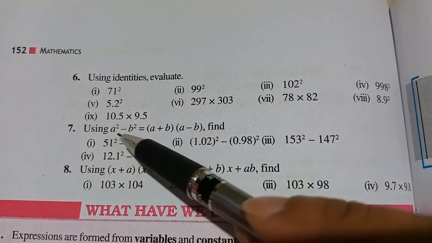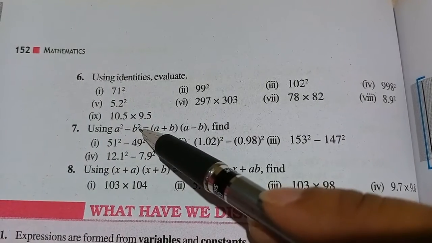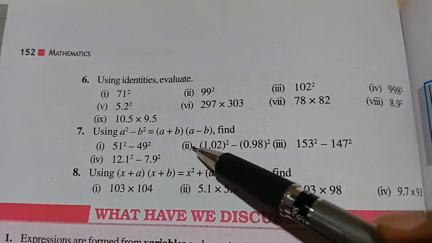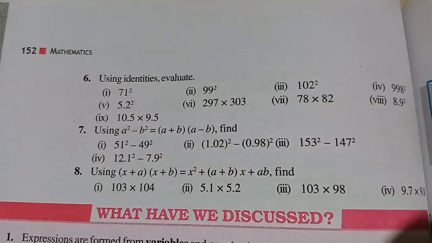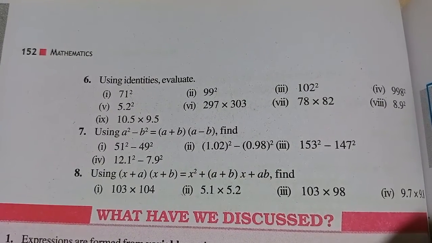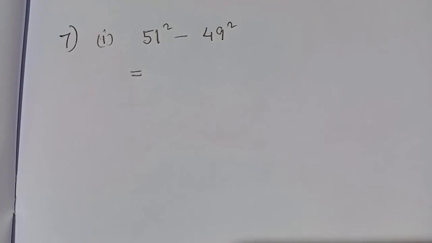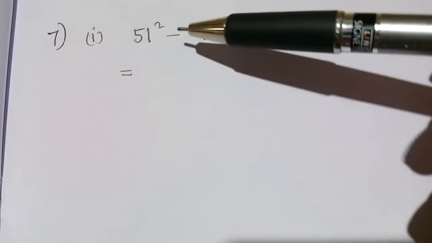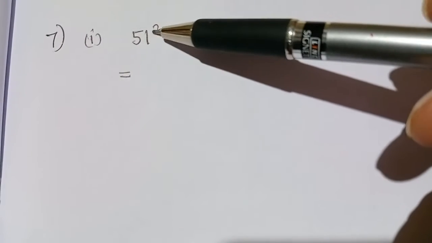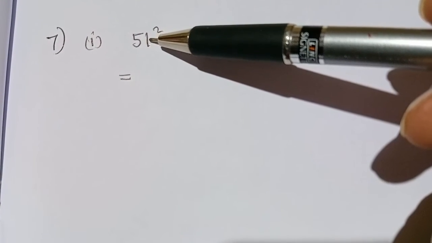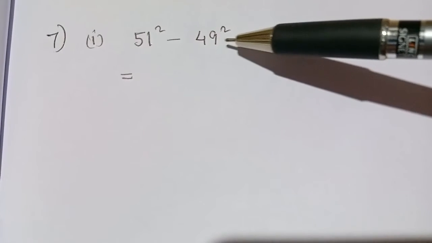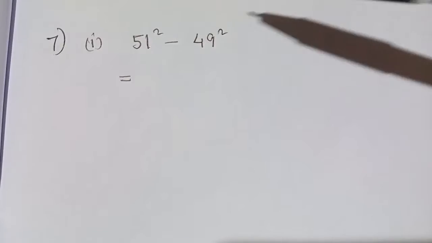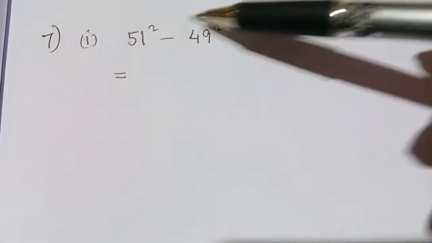Now question number 7, A square minus B square. You have to use this formula: A square minus B square equals A plus B into A minus B. Again, same here, numbers are given, you have to use this formula only and solve these numbers. So here you can see 51 square minus 49 square. The students who do not know the formula will do the 51 square, multiply, then 49 square, then minus. But it is not the shortcut way. The shortcut method is using the formula, using the identity.